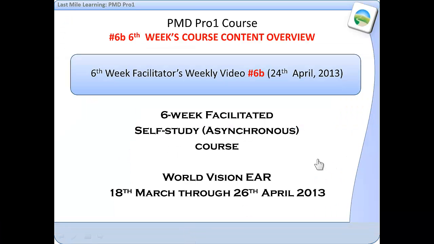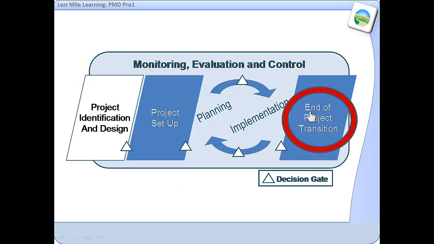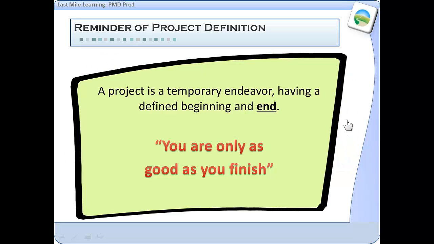Again, this is week number 6 of the World Vision International East Africa Region PMD Pro1 course. And the topic for the video today, part 2, will be an overview of the last module. And the topic is end of project transition. Of course, as we look at the PM phase model, you'll see that end of project transition comes at this particular place in the 6-phase model.